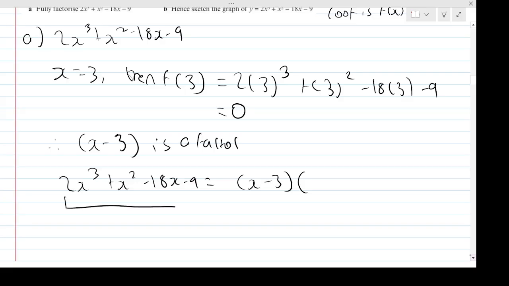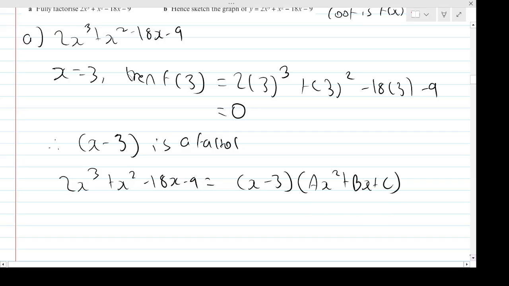But then think about it. I have a cubic here, and I have a linear term. That means I need an x squared term. I need a quadratic factor. So it's going to be ax squared plus bx plus c. So I'm going to have a quadratic factor, okay?